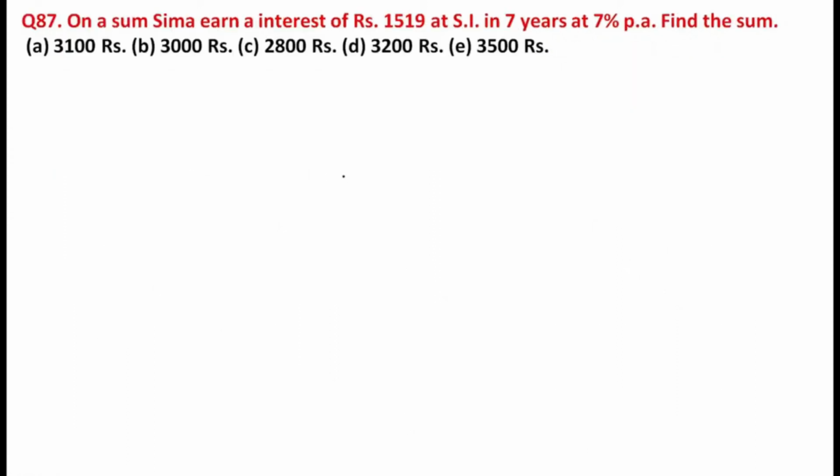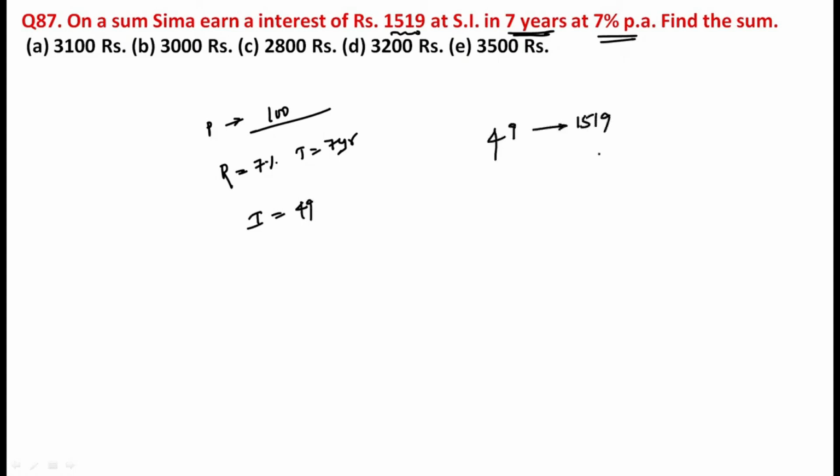Yeah, let's make it fast. We are left with 13 questions. On a sum of money, the simple interest is 1519 rupees at 7% per annum for 7 years. I just consider principal is 100. Now the rate of interest is 7%, time period is 7 years. Now definitely interest is equal to 49 units. So 49 units is equal to 1519. So 1 unit is equal to 31. 100 units is equal to 3100.